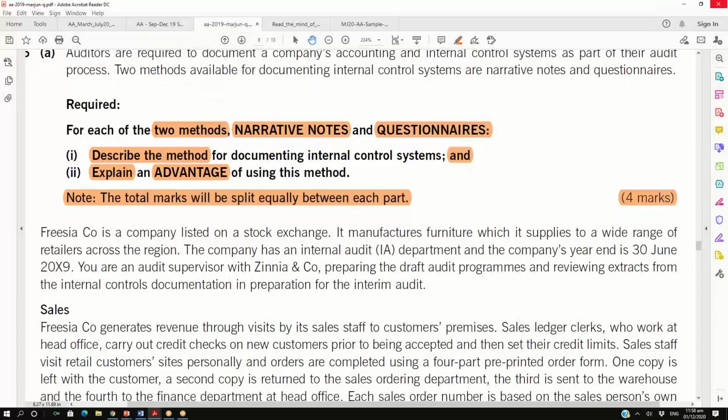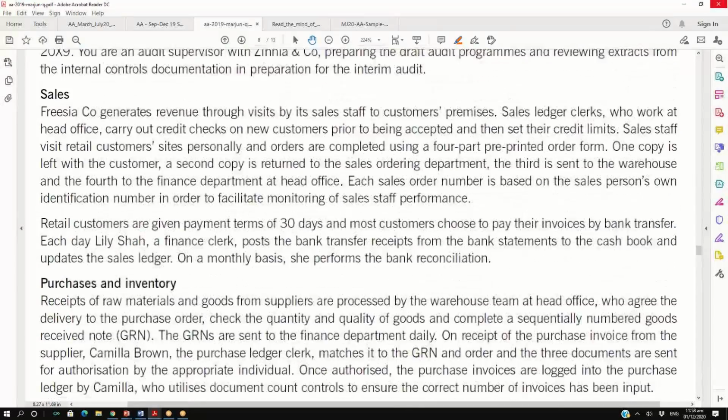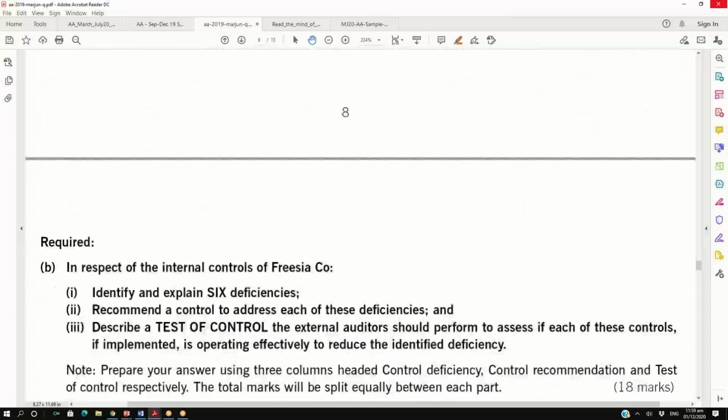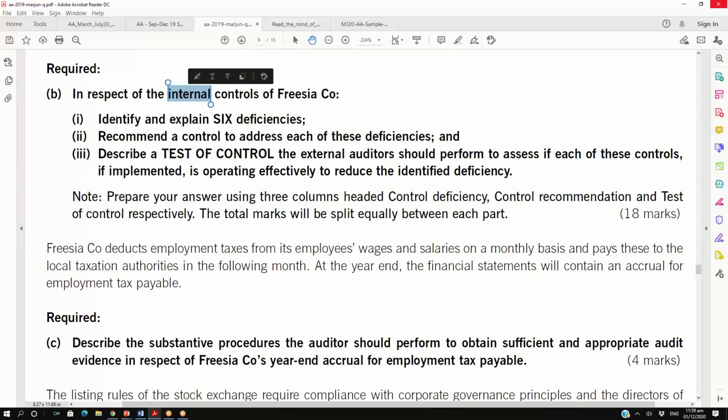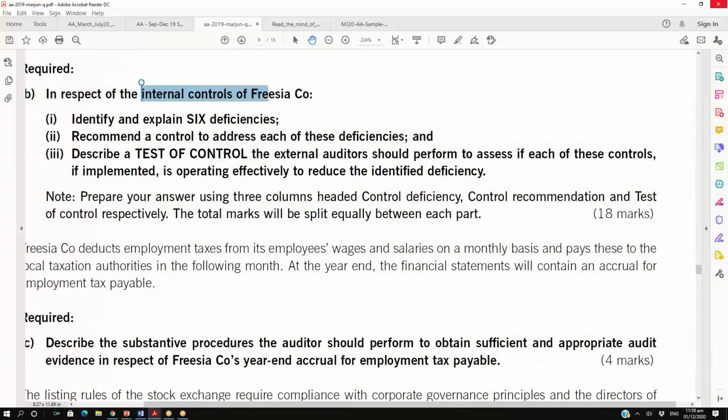Then you have a case study. You have a case, and the examiner comes with another requirement. In respect of the internal controls of the Faurecia company, you need to identify and explain 6 deficiencies. The examiner is already giving you the number 6, so no 7, no 8, just 6 deficiencies to be identified from the internal controls of Faurecia.